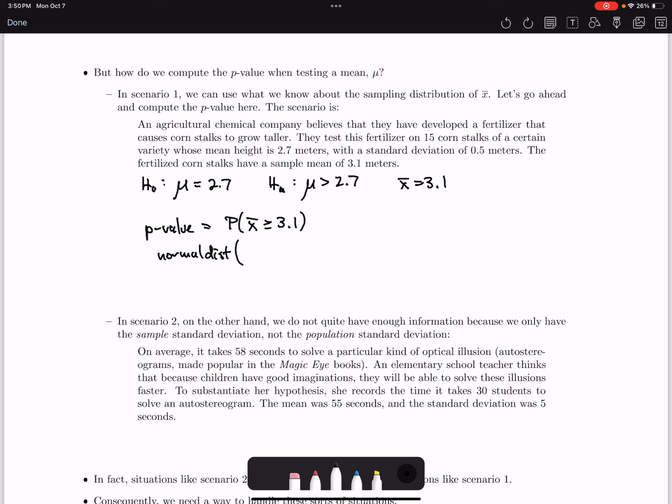Mu sub x bar, the mean of our sample means, is the same as the population mean, which we're assuming to be 2.7. So we would just use a mean of 2.7. And then the standard deviation is the population standard deviation, 0.5, divided by the square root of our sample size, 15. So it would be 0.5 divided by square root of 15. We want the probability x bar is greater than or equal to 3.1. So our minimum is going to be 3.1, and our max will be infinity.